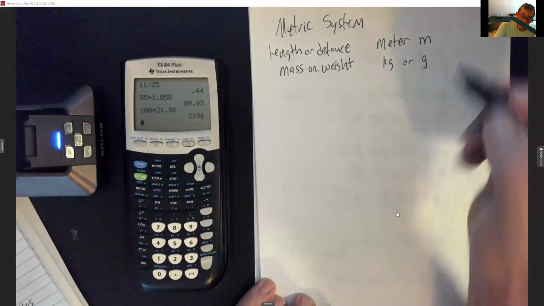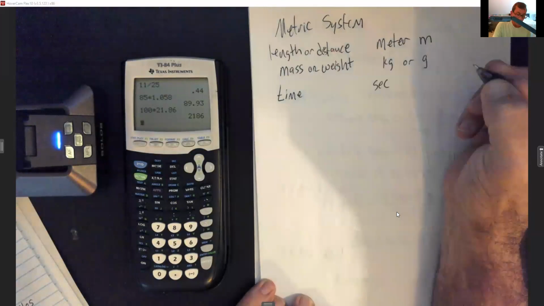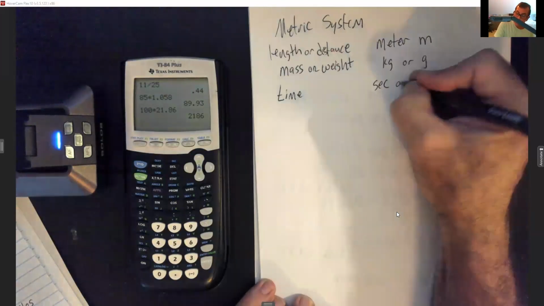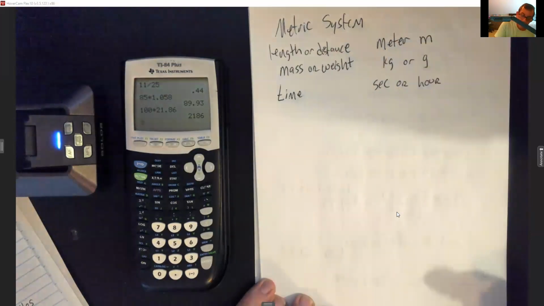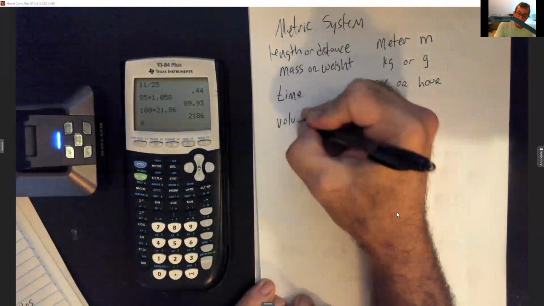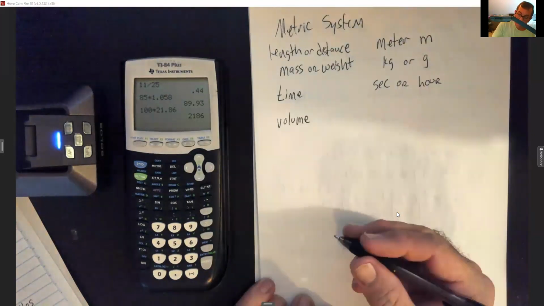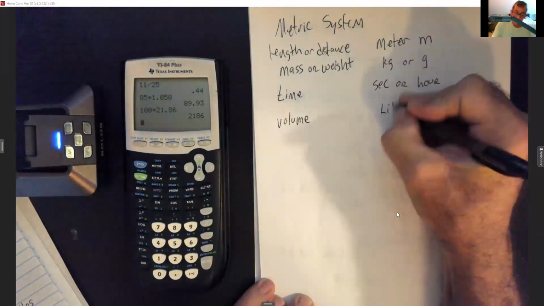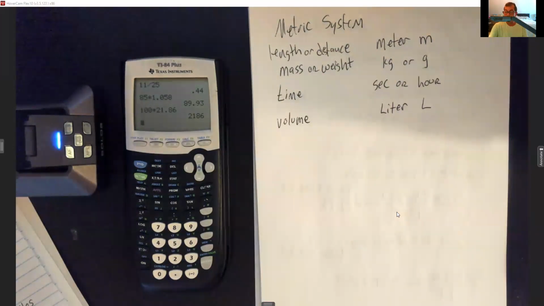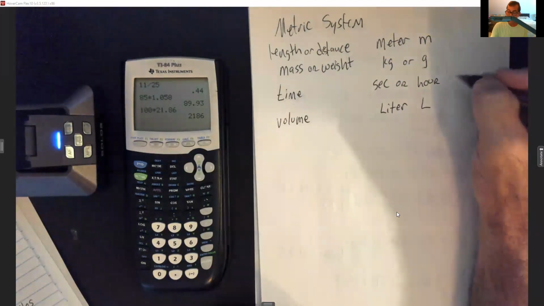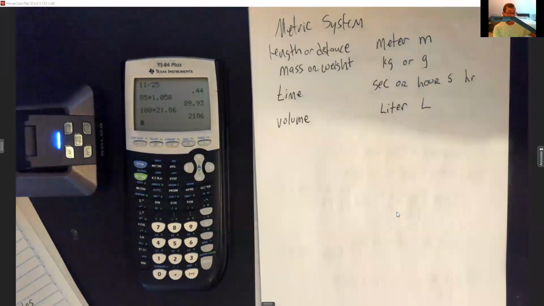For time, everybody uses the second, or sometimes you might see it used with the hours, but that's common practice there. And then volume, you are used to gallons and quarts. In the metric system, it is the liter or a L, okay? Now seconds could be a S. They use a little S. I forgot to put that there. Or hours might be a H and a R, okay?